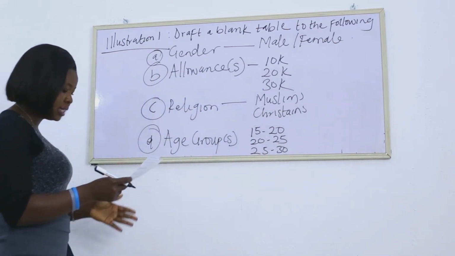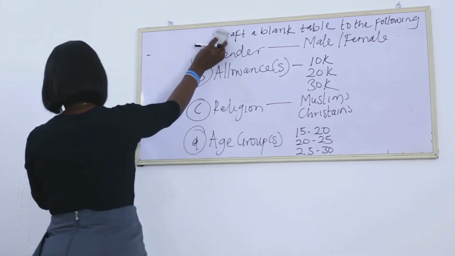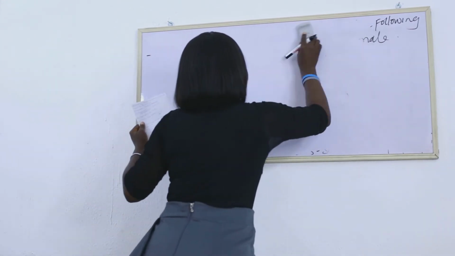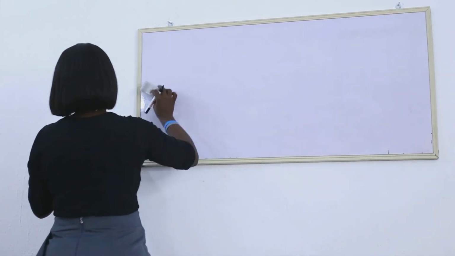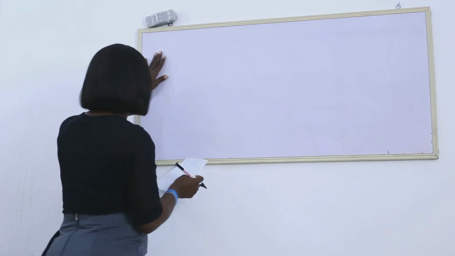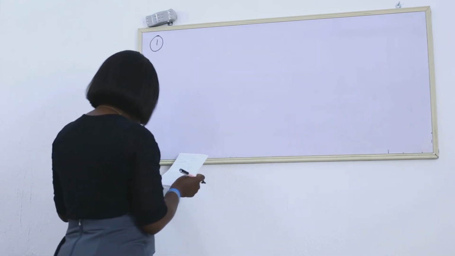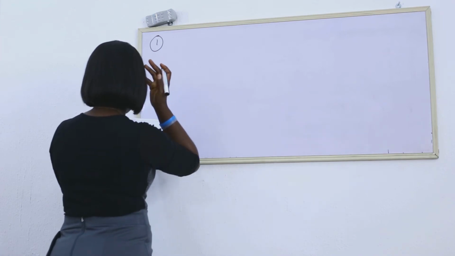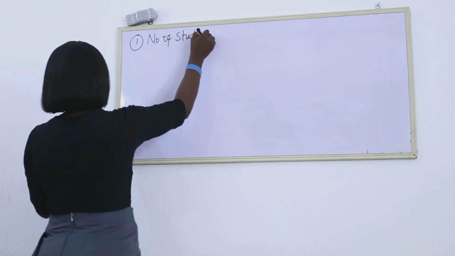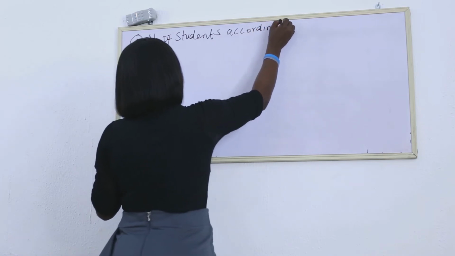I'm going to quickly draw this table on this board now. Illustration 1, and I'm going to represent that table quickly for us to be fast. And don't forget, we said every table must have a number. So because this is illustration 1, I'm saying this is table 1. And what is the title of this table? This table is number of students, like we did earlier, number of students according to gender.